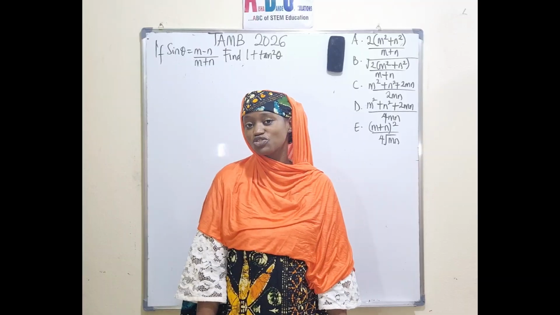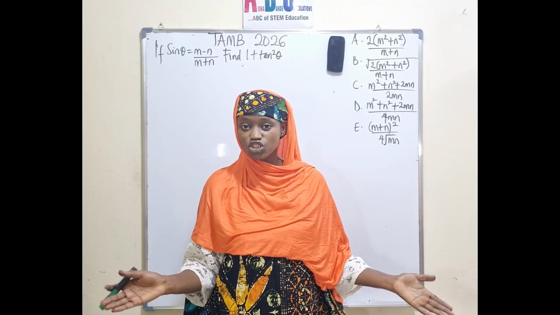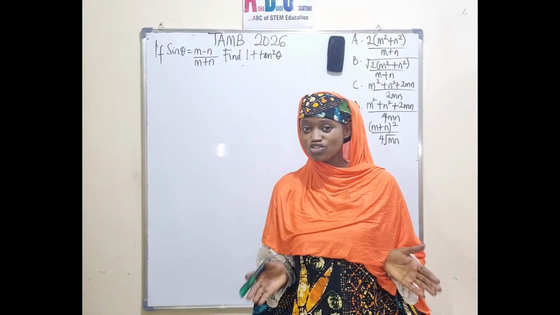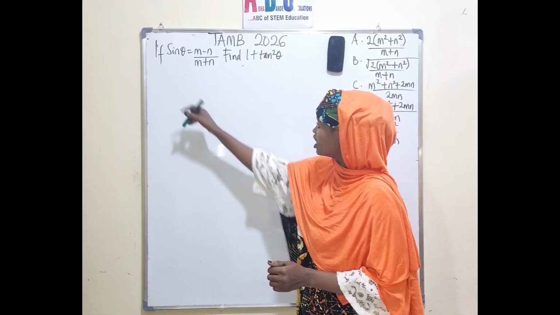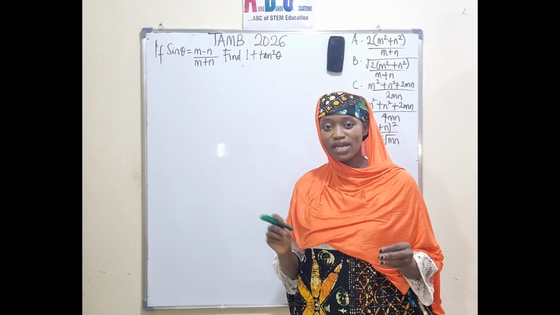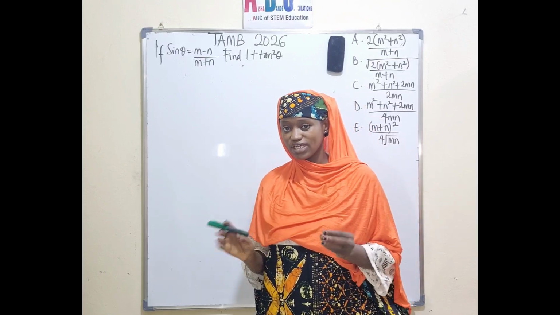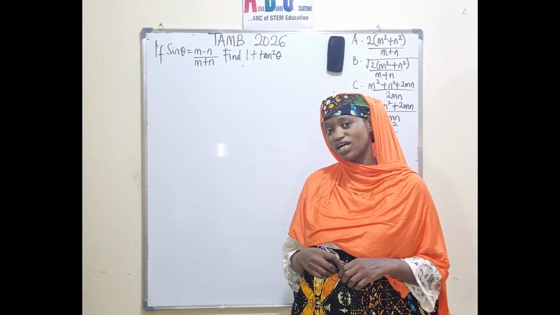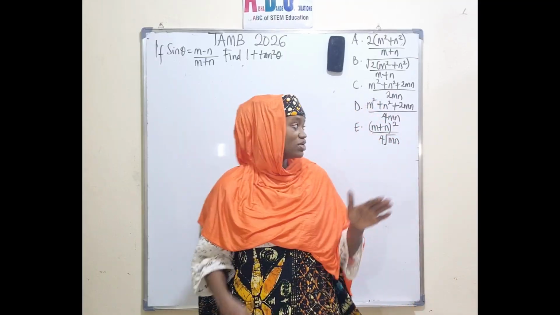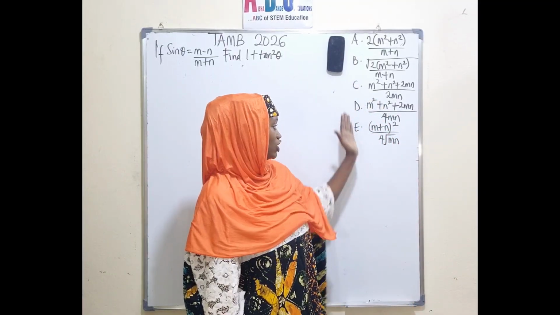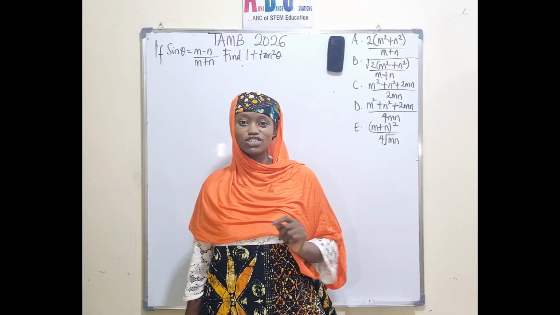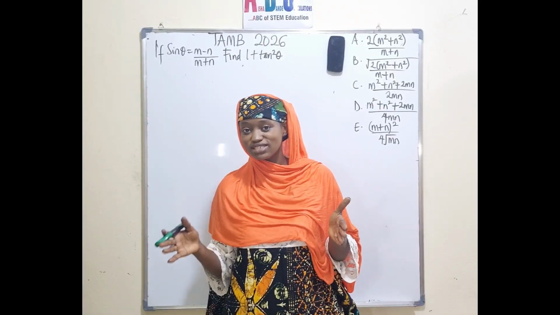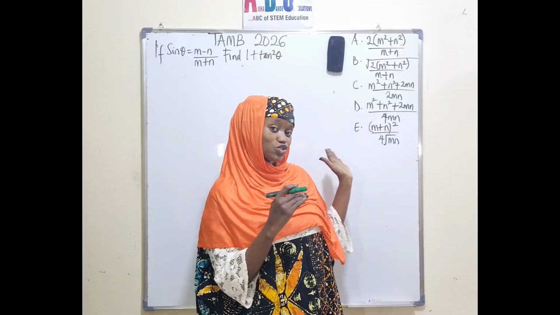So we have a question to solve here which will be very beneficial to 2026 JAMB aspirants. The question is on the subject of relation, which reads: if sine theta is equal to (m minus n) over (m plus n), we are required to find the value of 1 plus tan squared theta. So let's solve this together. We have 5 options here from option A up to E. One of the options is the correct answer. Let's do this together, guys, and see which of the options is correct.